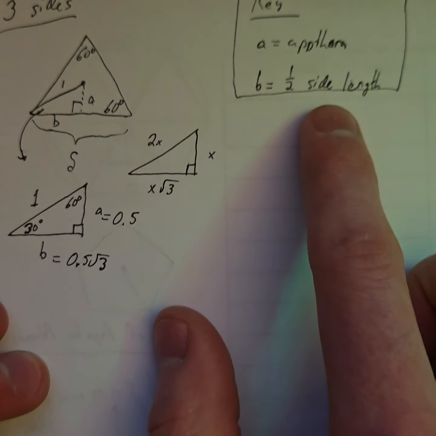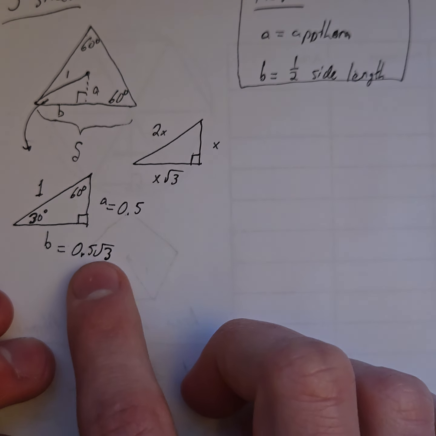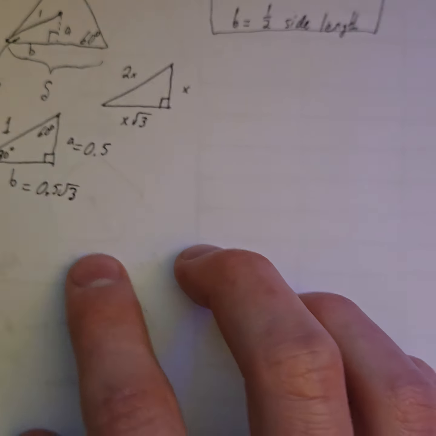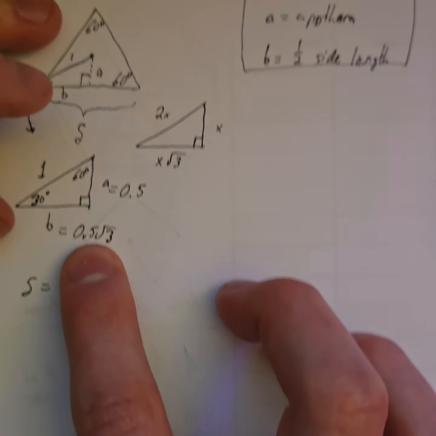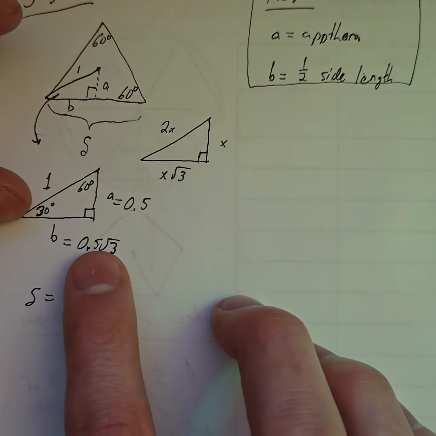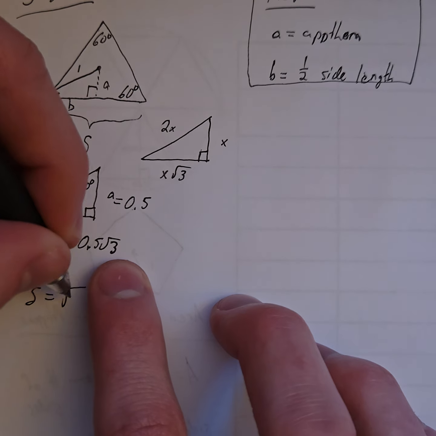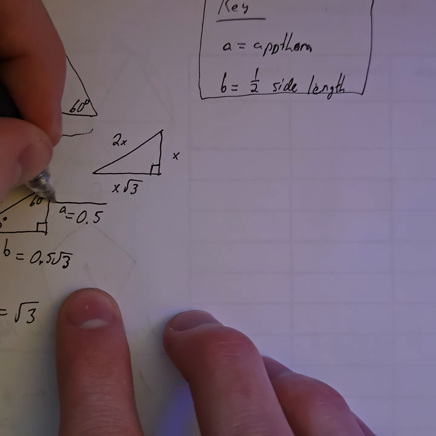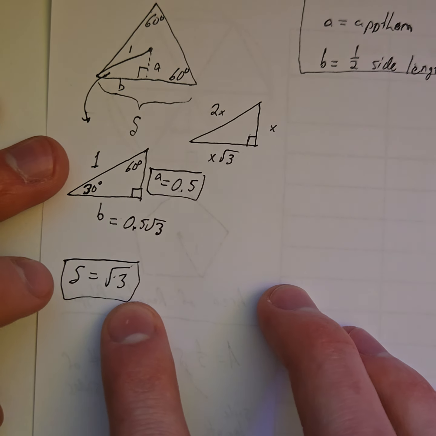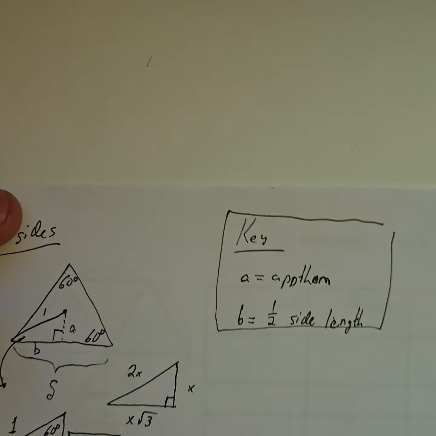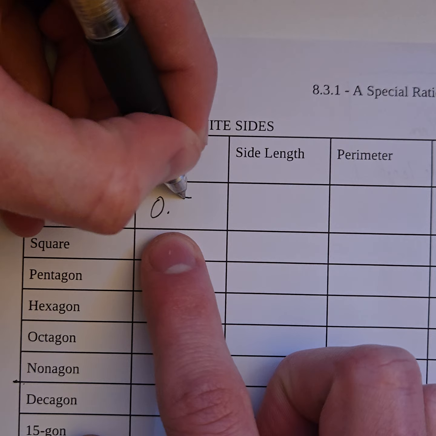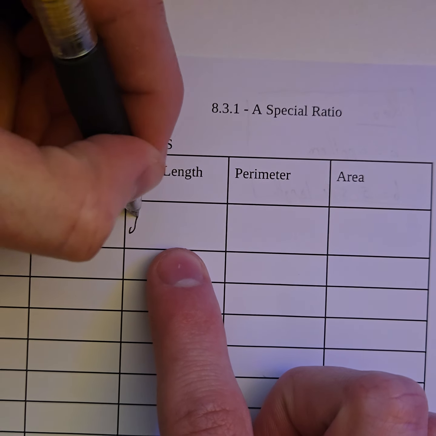The other thing is now we can find our side length. Our side length is 2 of these B values, because B is half of that total side length. So let's go ahead and find S. If we take 2 times 0.5, that just cancels out. So we're just going to be left with the square root 3. So the two numbers we need are A is 0.5 and S is the square root 3. Okay, so let's flip that back over. Let's fill that in. Our apothem was A, that was 0.5. And our side length we just found was the square root 3.